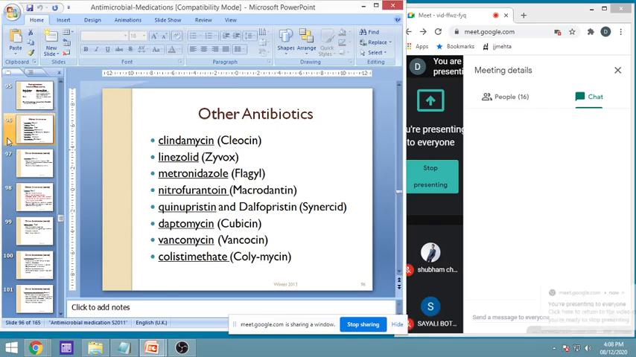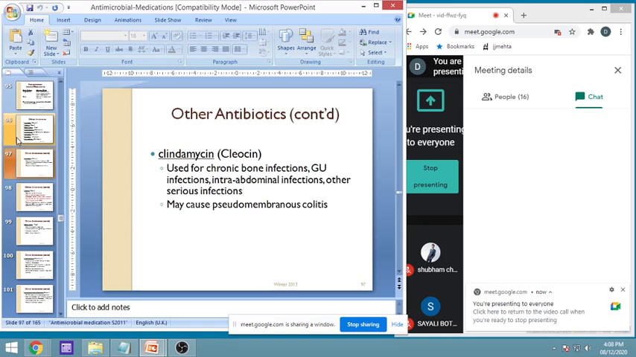So these are the agents which have a very good antibacterial spectrum and use. So first in that case is clindamycin. It is used for chronic bone infections. This is again unique with this. Then genitourinary infections, intra-abdominal infections, and other serious infections.